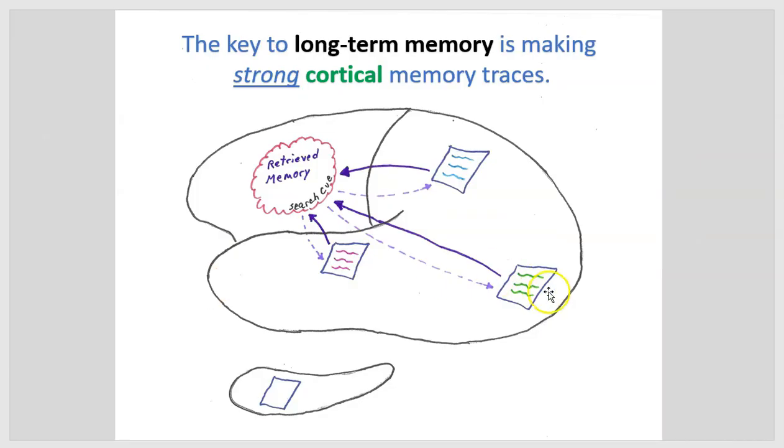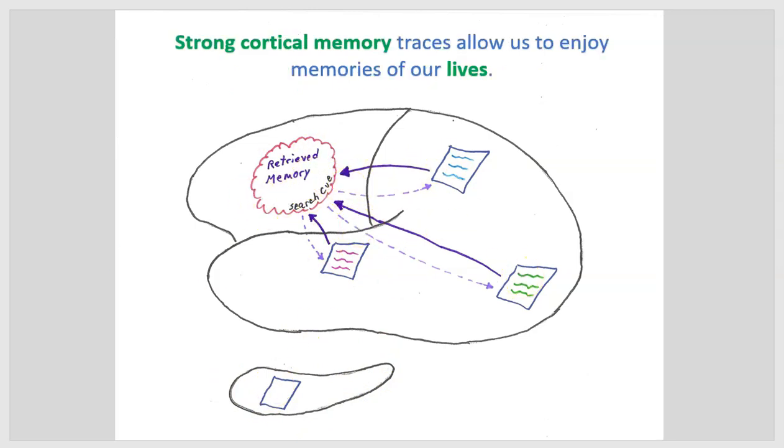So the key to long-term memory is making strong cortical memory traces. So strong that we won't need a hippocampus for retrieval. Other frontal cortex systems can access those memory traces. And of course, having strong cortical memory traces is what allows us to remember our lives, especially emotional events like the solar eclipse or any other kinds of emotional events. They tend to be well stored in the cortex, and this is why we remember them well, even after long periods of time.